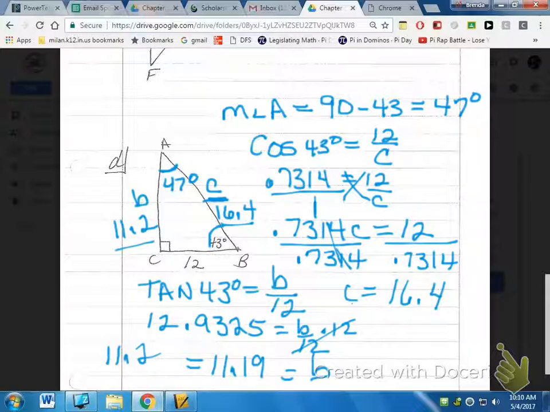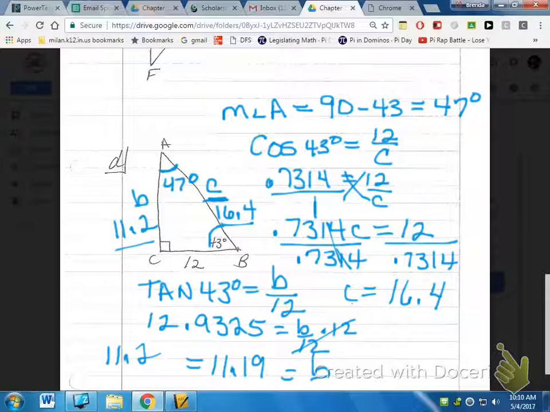Olivia, I always get confused with the basic, like, I always get them mixed up. How do you understand which one's adjacent and which one's opposite? I always get those confused.